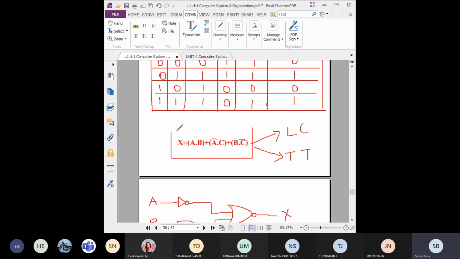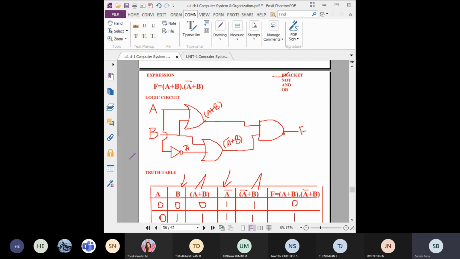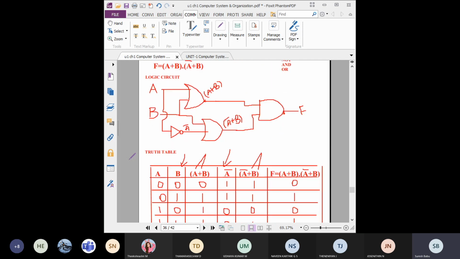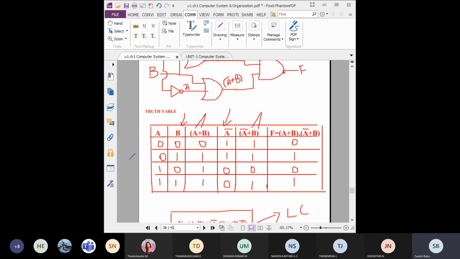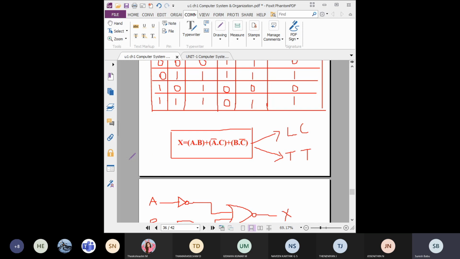Students understood? Noted by everyone? Shall we go for the next one? Yes, you can take the screenshot. Then we go for the next one. You can take the screenshot of this also: logic circuit, truth table, and the homework.